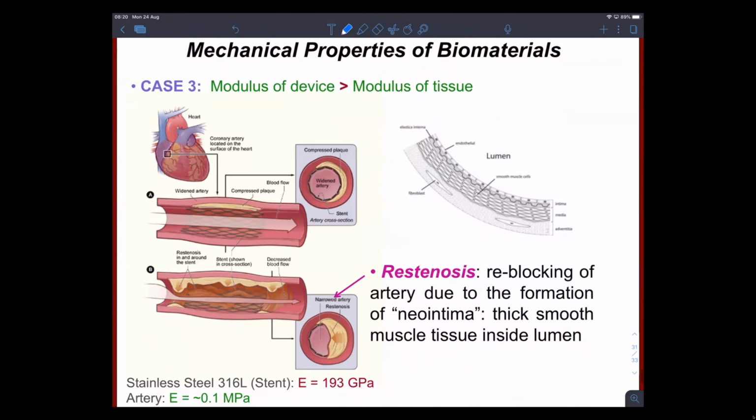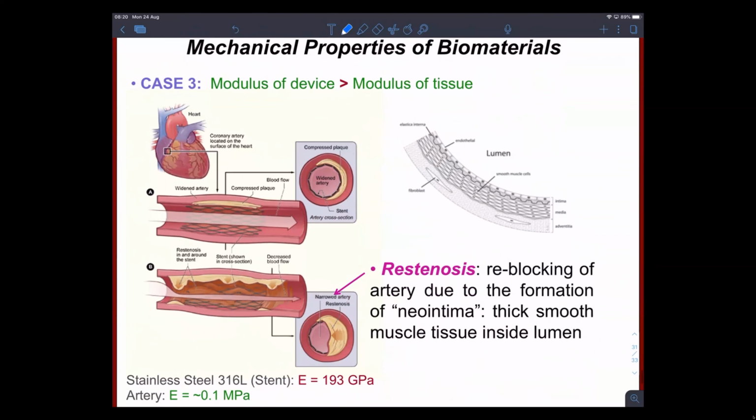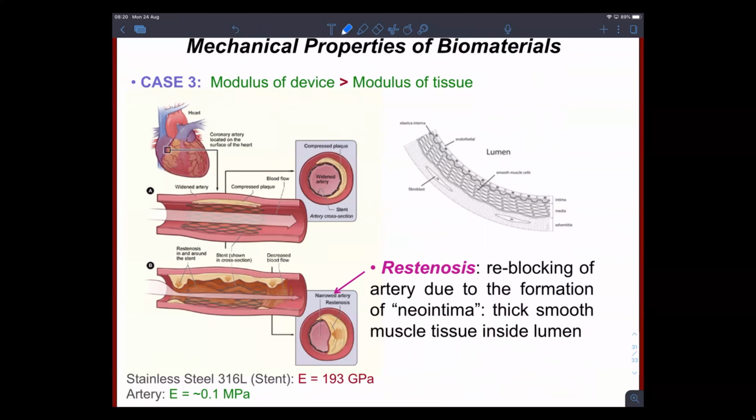And then restenosis, again, you can see that the stainless steel stent that they use has a much higher elastic modulus than the artery itself. And that actually causes this reblocking of the artery due to the formation of a neo-intima, which is a thick, smooth muscle tissue inside that lumen there. So we'll come back to those a little bit later on.